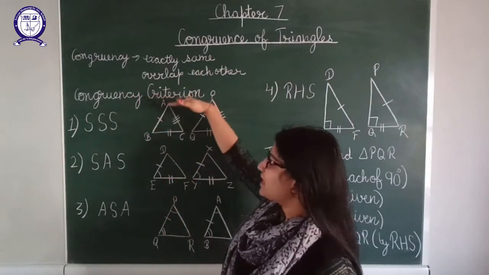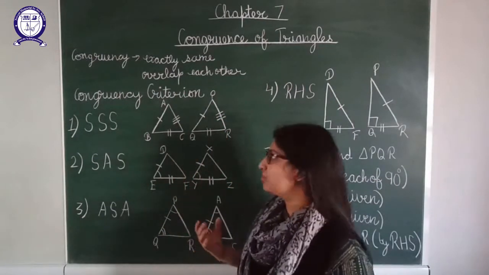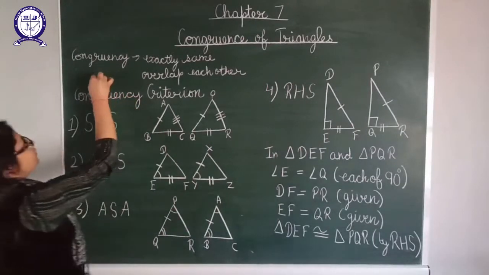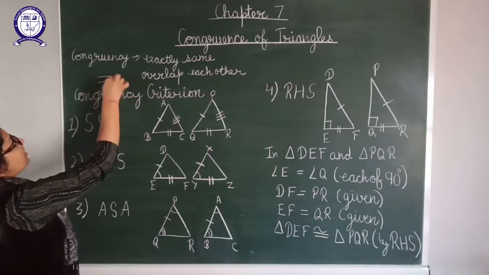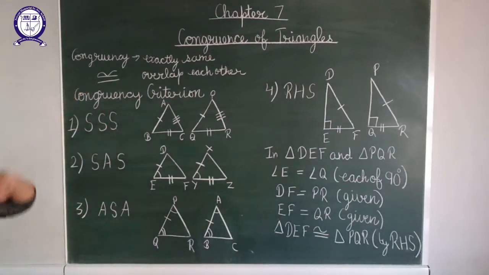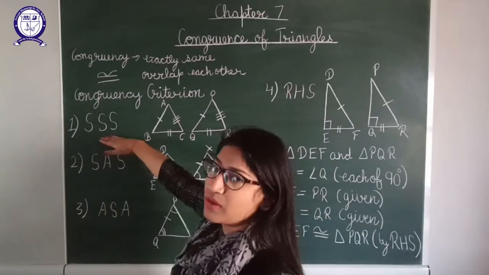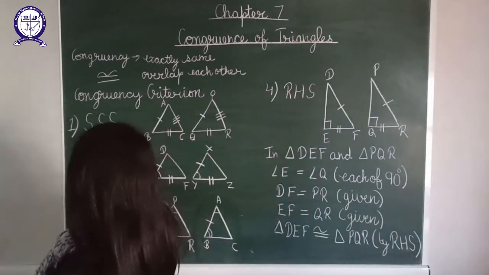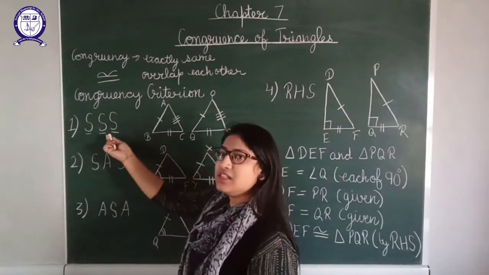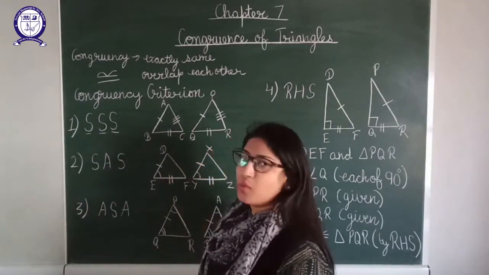So here are some criteria by which we can prove that two triangles are congruent. The symbol for congruence is this one: you put an equals to sign and then make a wavy line like this. This is the congruency sign. Now the first criteria is SSS. It means side, side, side. All three sides of the triangle should be equal.